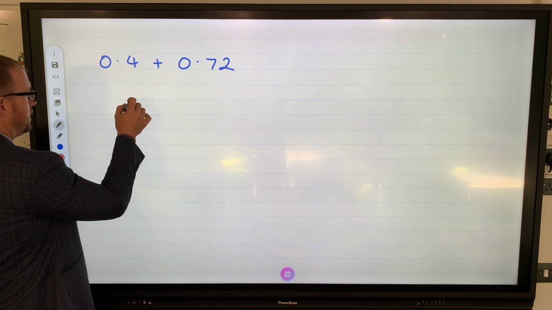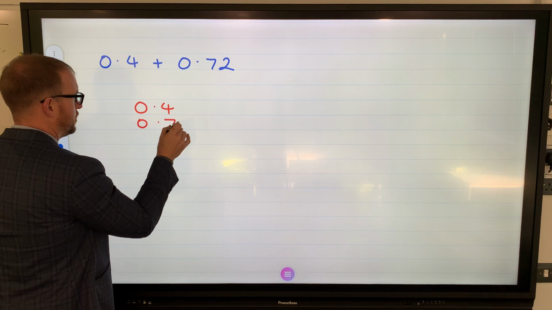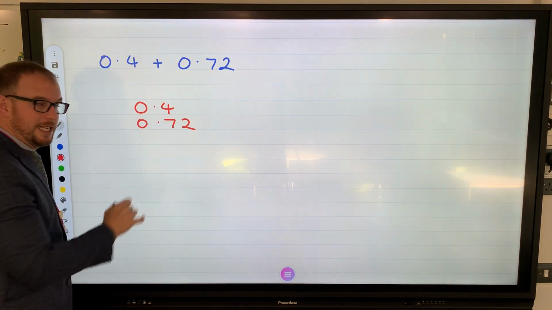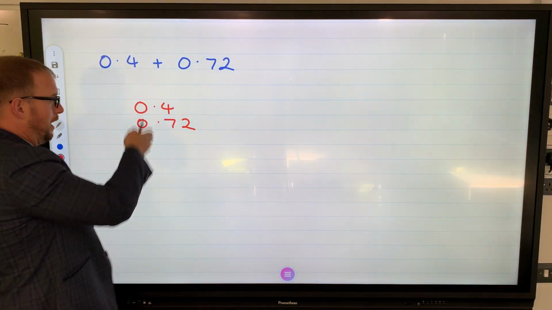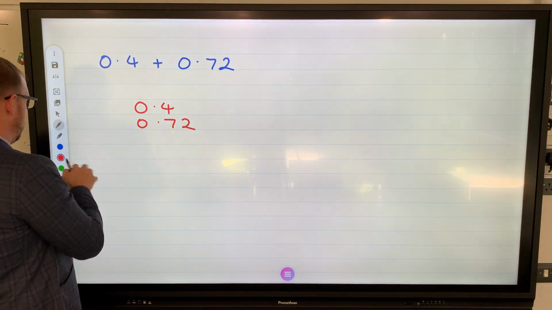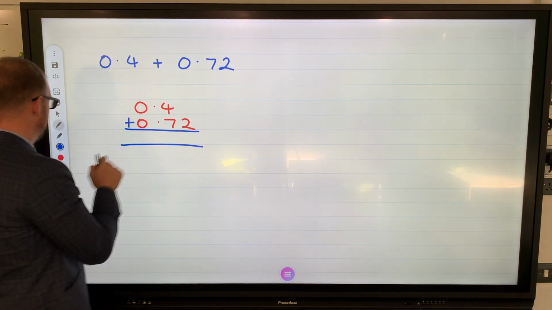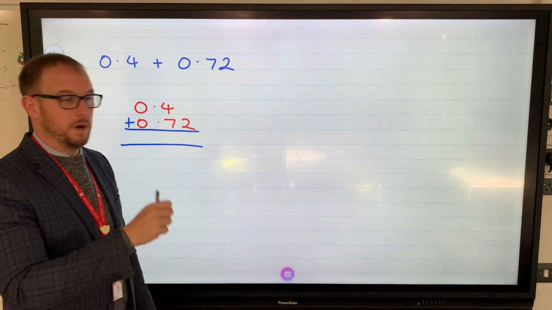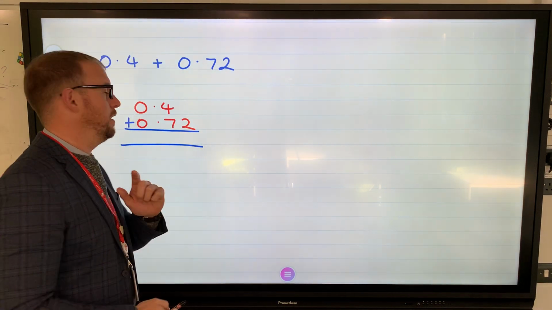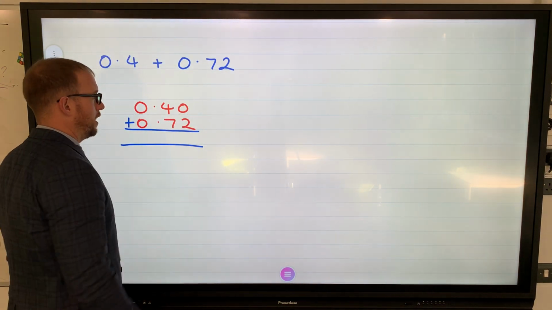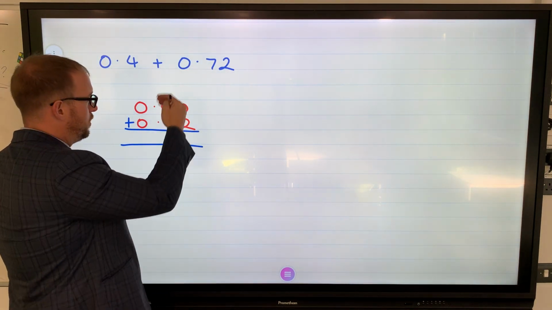So then if I had 0.4 and 0.72, you can see I've got my decimal points in line. Now that makes a huge difference because they're all now in columns. But you'll also notice that I've got this gap here. Biggest tip with decimals, always put a 0 in as a place value holder. Okay, now it seems to line up a lot better. We can use that to help us now.